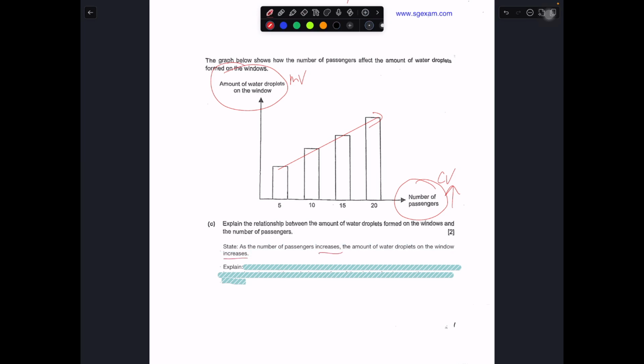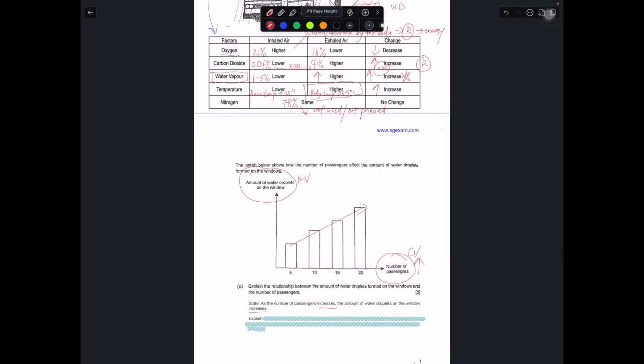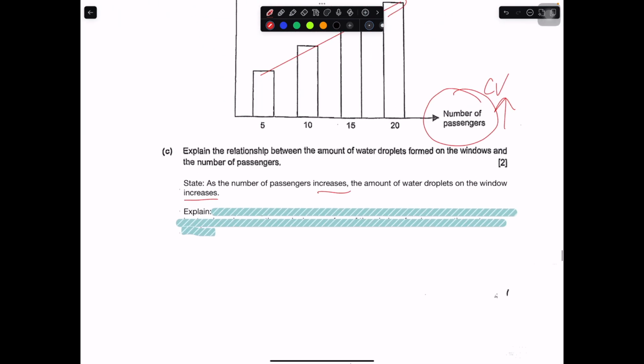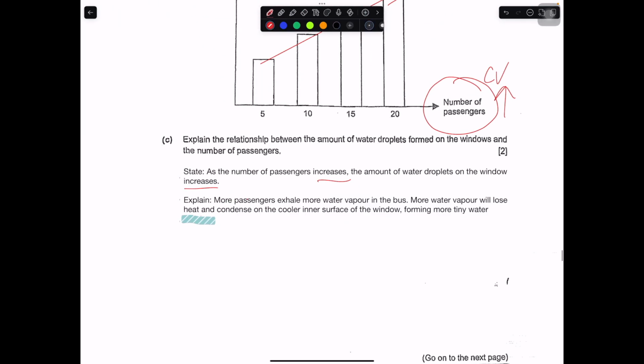So how come? When you have more passengers, more water vapor is given out because they exhale it. And most of this water vapor is way warmer than the window, so condensation will take place. This is how you could have explained: more passengers exhale more water vapor in the bus. So more water vapor will lose heat and condense on the cooler inner surface of the window, forming more tiny water droplets on this portion. This is part of how you answer it.